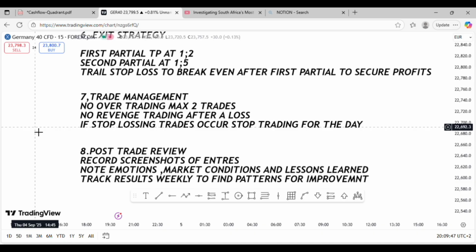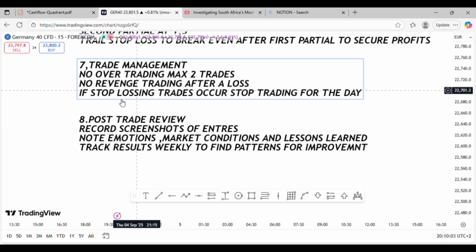And then, no, I think I made an error here. If your trade hits a stop loss or you have losing trades that occurred maybe 2 times, then you stop trading for the day. You understand? There was an error there, sorry guys.